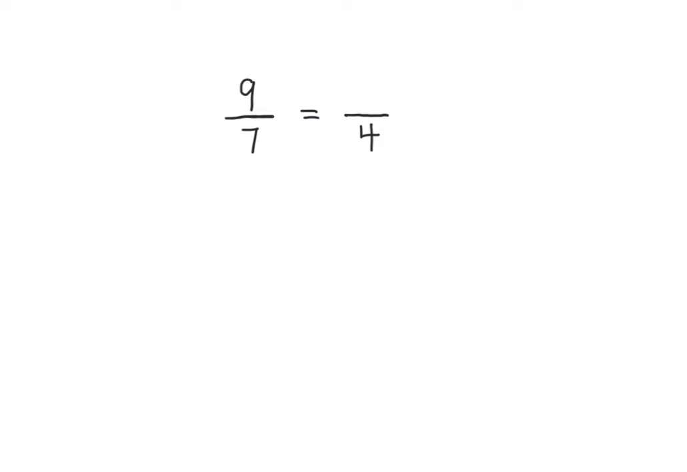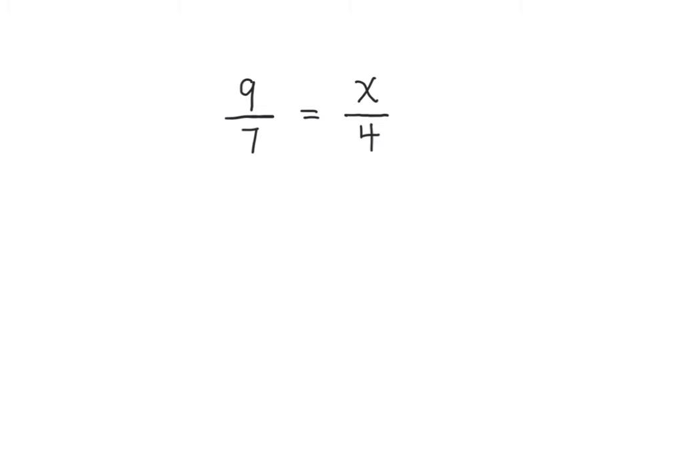So a proportion is like a set of equivalent fractions, but one of the items, a numerator or a denominator, is missing. We'll have a variable in its place. But we'll use the idea of cross multiplication to help us find the value of that missing item.